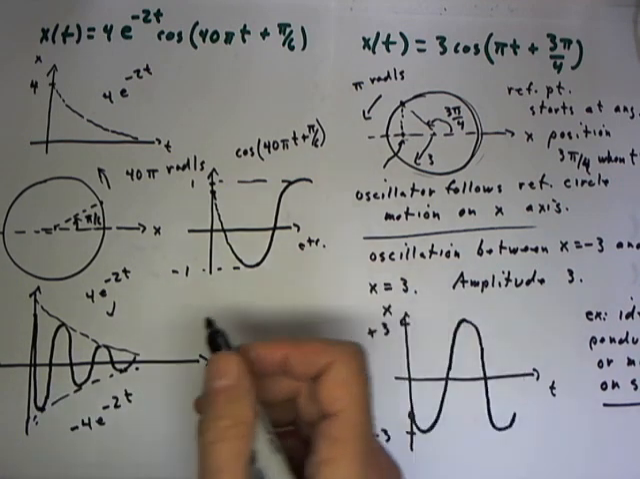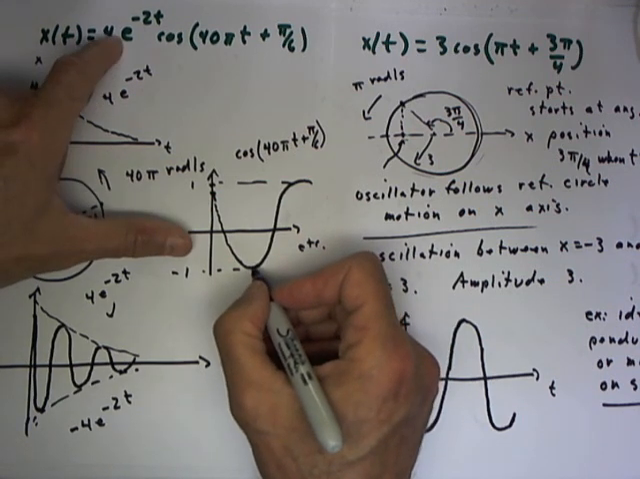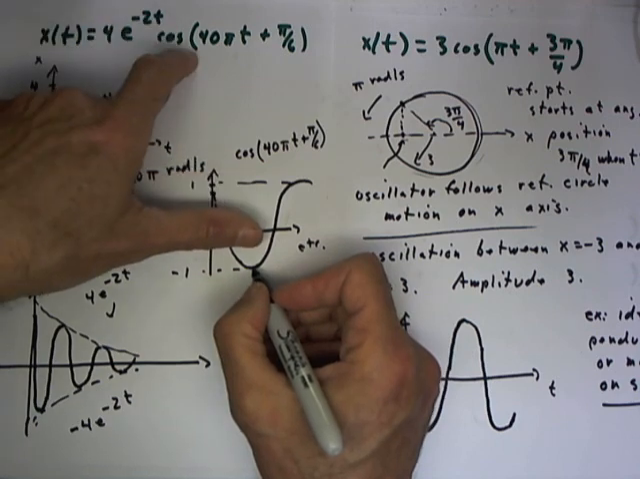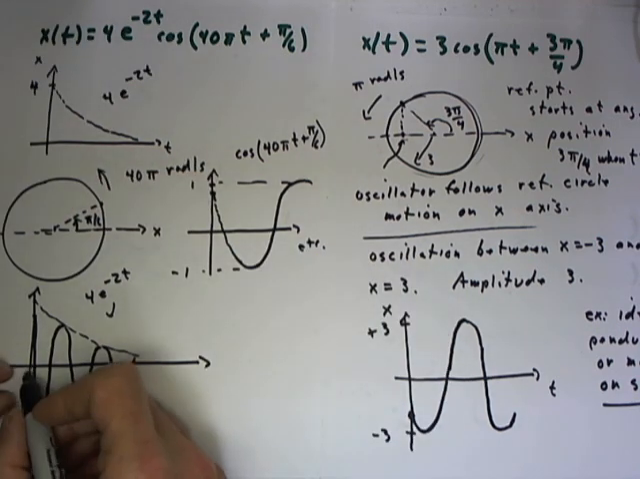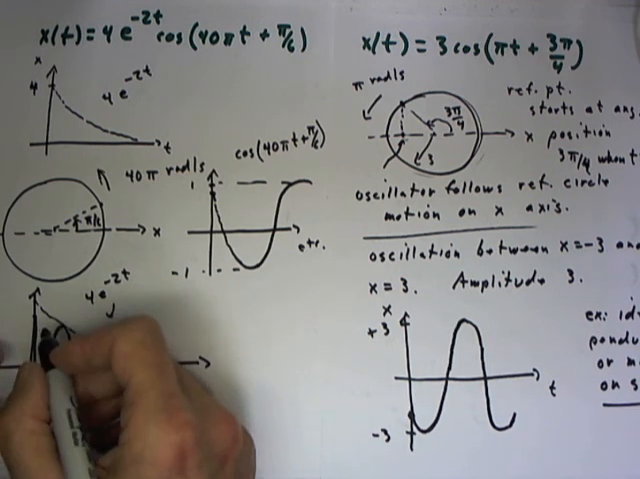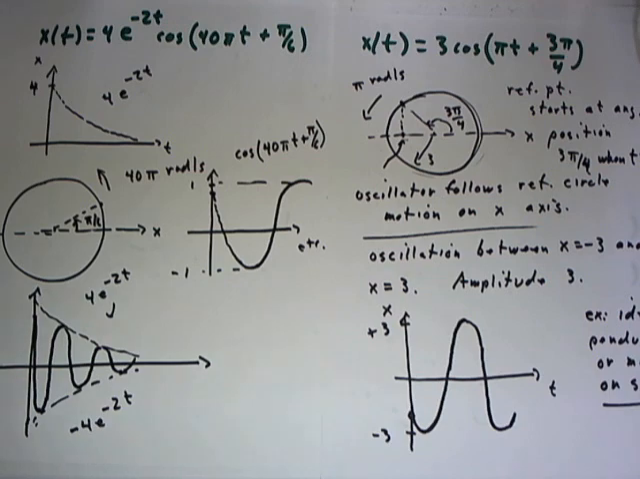Now, why is that? Well, when the cosine reaches value negative 1, then this value is going to reach the value 4e to the negative 2t multiplied by negative 1. So wherever t is, we're going to hit the negative 4e to the negative 2t function. And we're going to come up and do the opposite here.